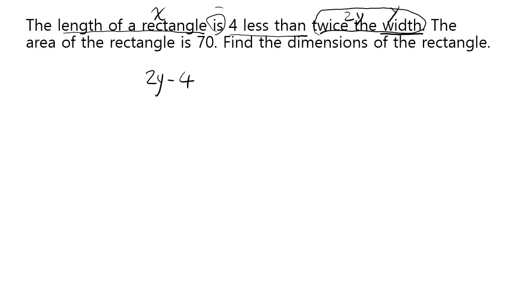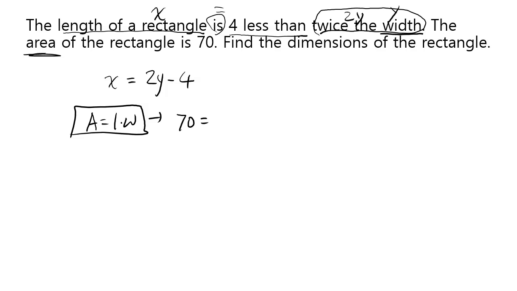Now this is an equal sign, and x is equal to this. So x is equal to 4 less than twice the width. The area of the rectangle is 70. Okay, so how do you get the area? Area of a rectangle is length times width, right? So using that, we have that 70 is the area, and we called the length x and the width y. So this is what we get.